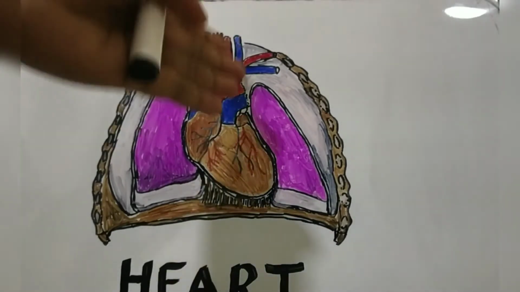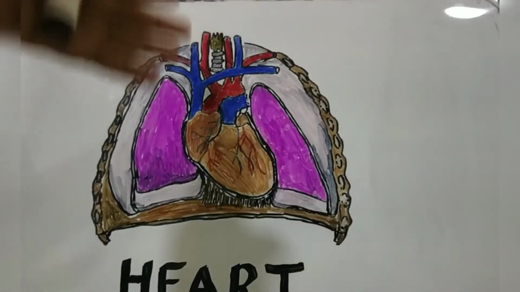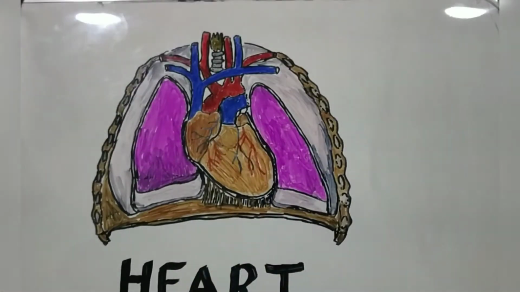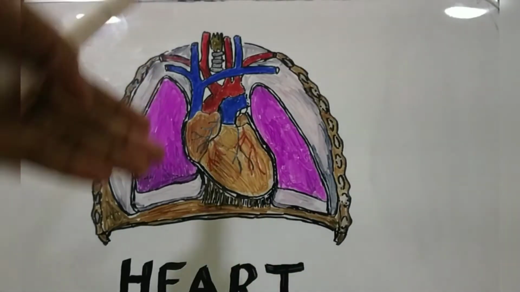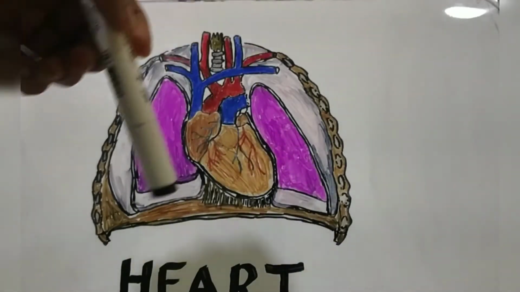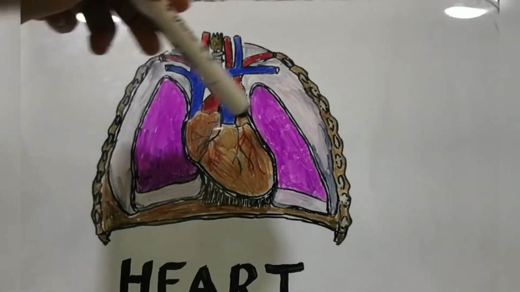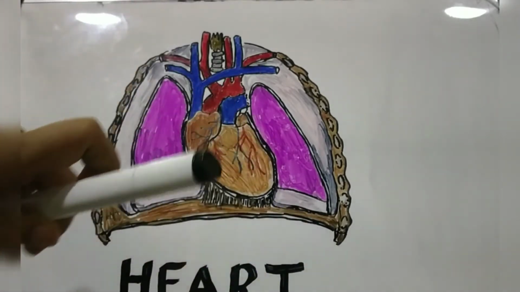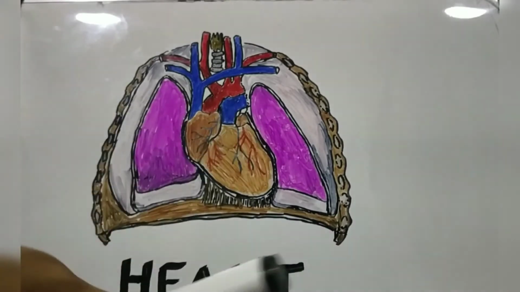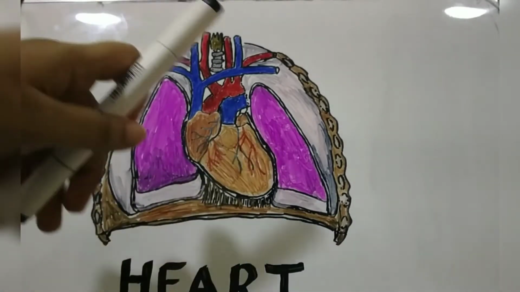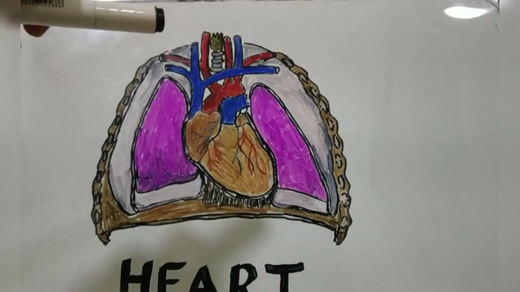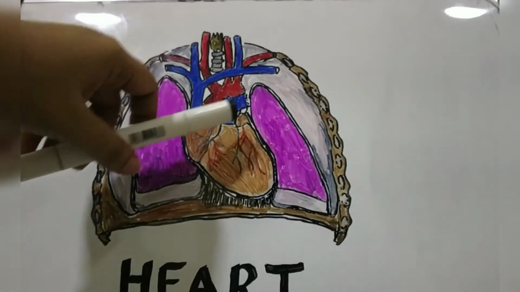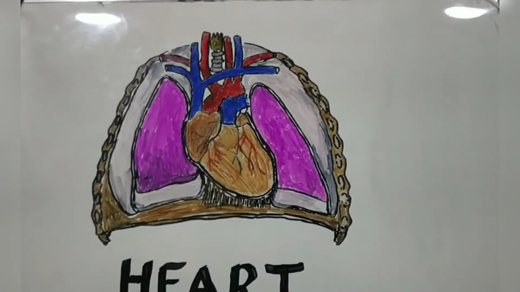So the heart, it has got 4 chambers, that is the left and right atrium and the right and the left ventricle. So on the surface, the 2 atria are separated by means of interatrial groove and the 2 ventricles are separated by means of interventricular groove. And the atrium and the ventricle, it is separated by means of atrioventricular groove.